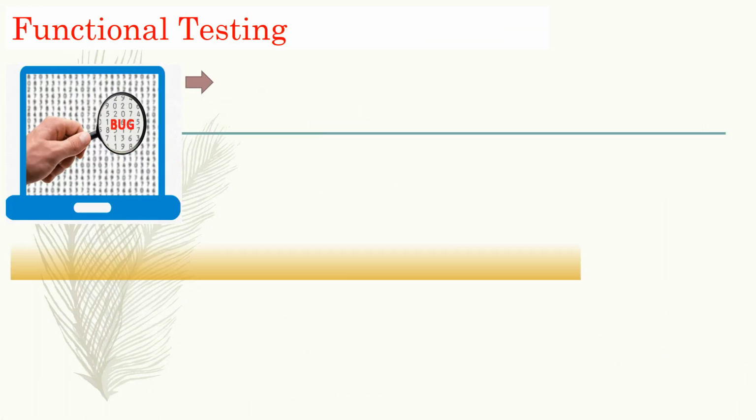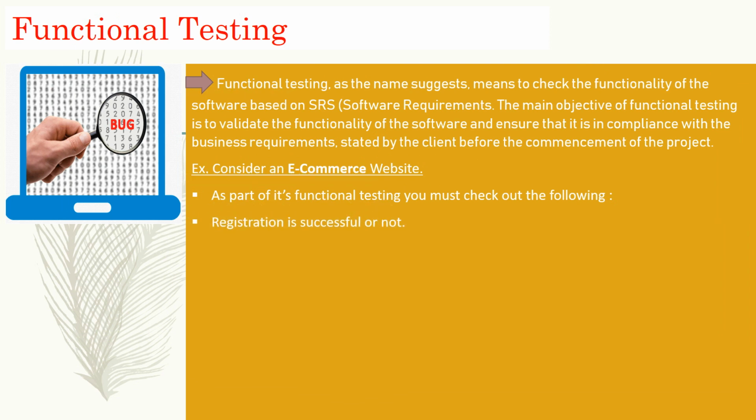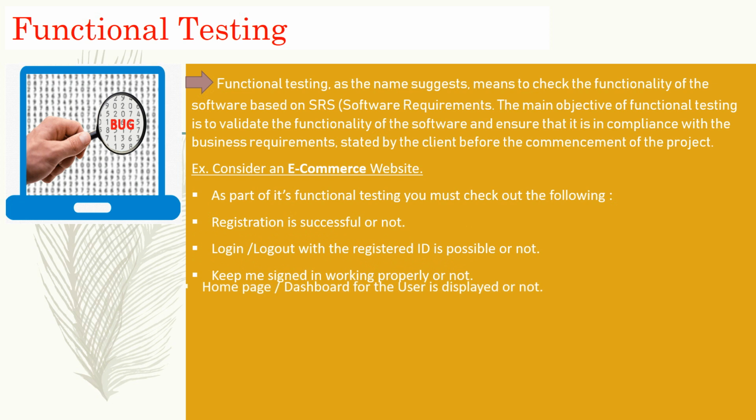So what is functional testing? Functional testing, as the name suggests, means to check the functionality of the software based on the SRS, which is the software requirement. The main objective of functional testing is to validate the functionality of the software and ensure that it is in compliance with the business requirements stated by the client before the commencement of the project.